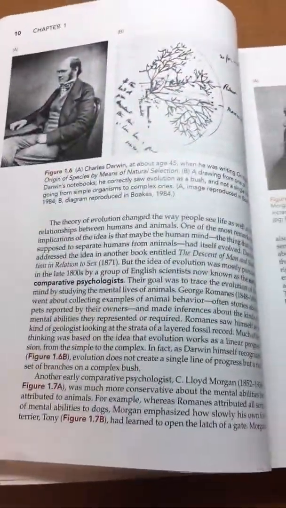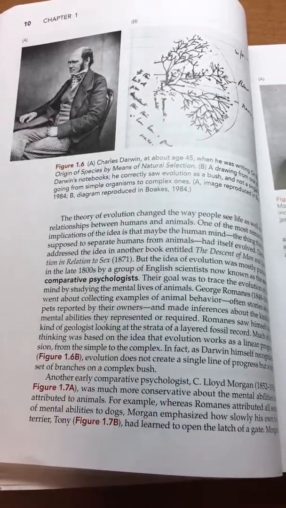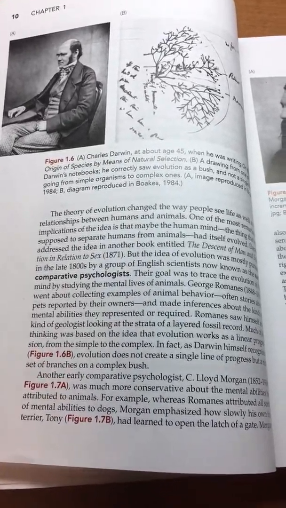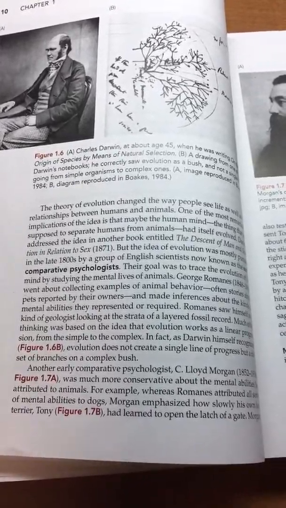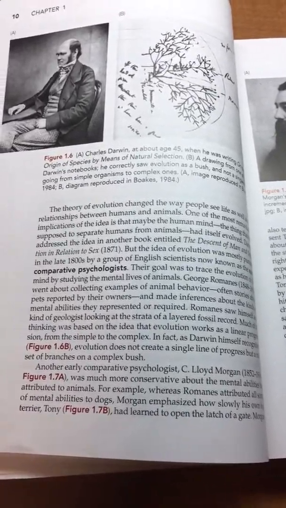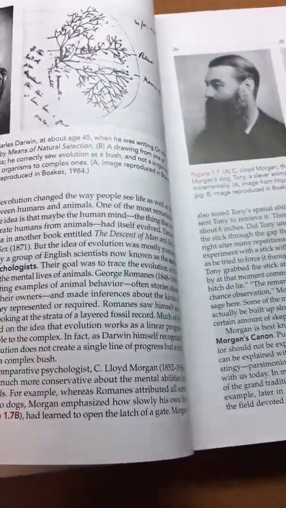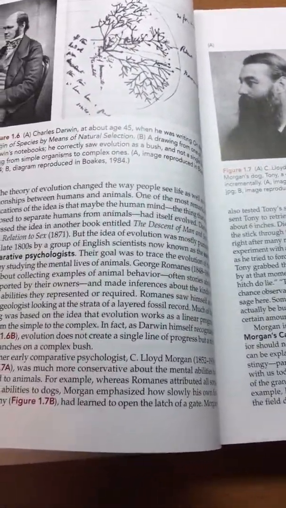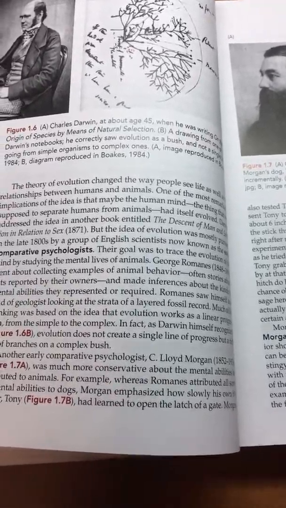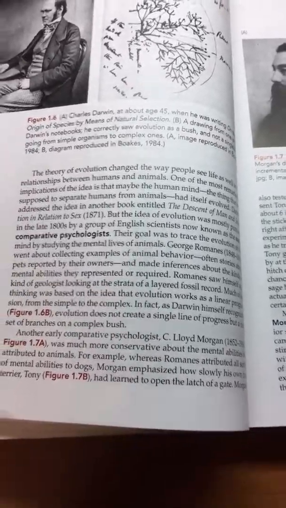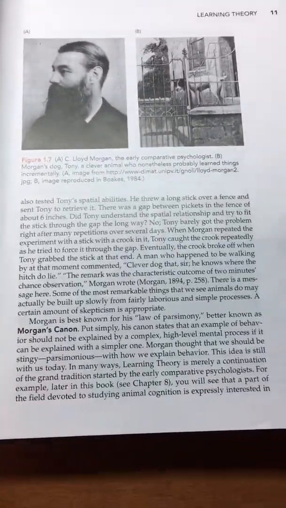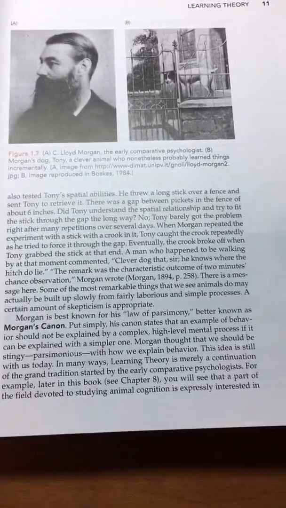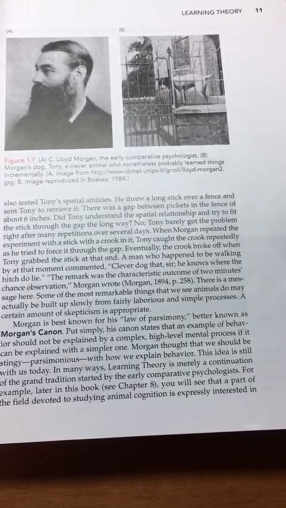So the topic of evolution actually went a long way and was taken over by early comparative psychologists who traced the evolution of the mind by studying the mental lives of animals. One of these psychologists, known as C. Lloyd Morgan, was actually concerned with the mental abilities of animals, and he took it upon himself to study his own dog and its spatial abilities. He is also known for Morgan's canon, which encompasses the law of parsimony.